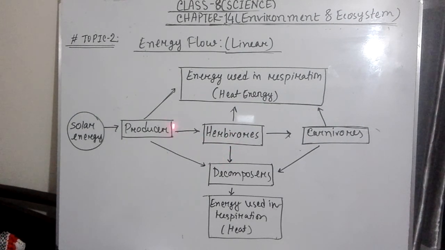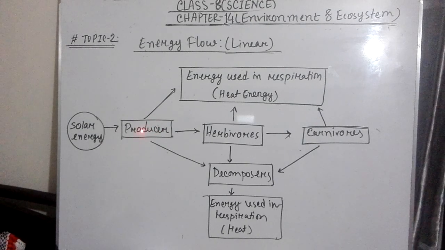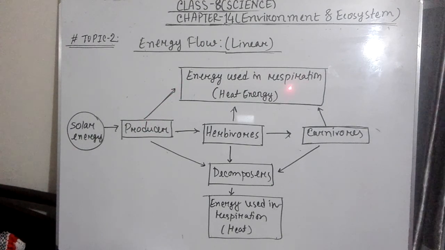But one portion of the producers' energy is spent in their respiration. So this arrow shows the energy used in respiration, heat energy. So one portion of producers' energy is spent in respiration, and the other portion, sometimes when producers become dead, they are also decomposed by decomposers.